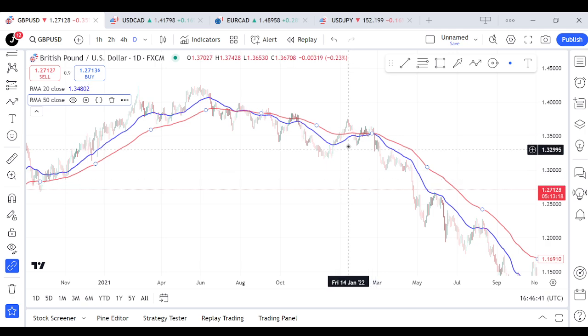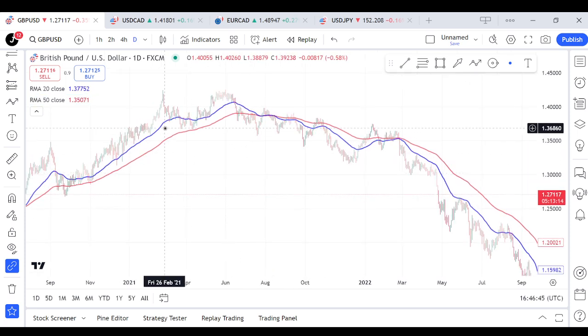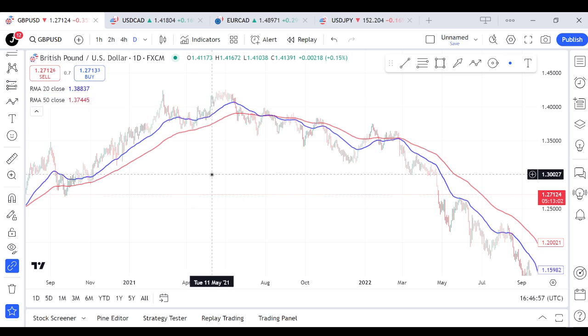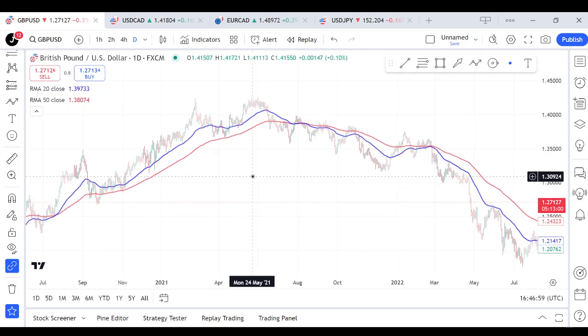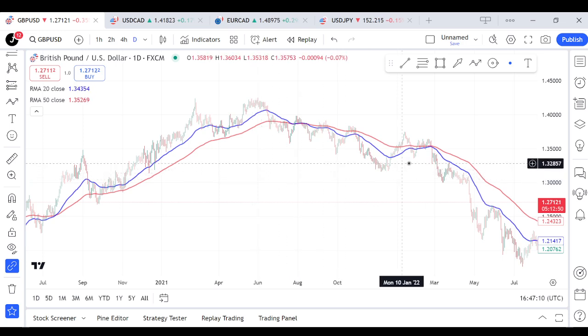So you plot a short-term rolling moving average, example a 20 period, which is the blue color moving average, and a long-term rolling moving average, which is the 50 period moving average. You plot it on your chart, and when the short-term rolling moving average crosses above the long-term rolling moving average, it signals a potential uptrend. Conversely, when the short-term RMA crosses below the long-term RMA, it indicates a possible downtrend.